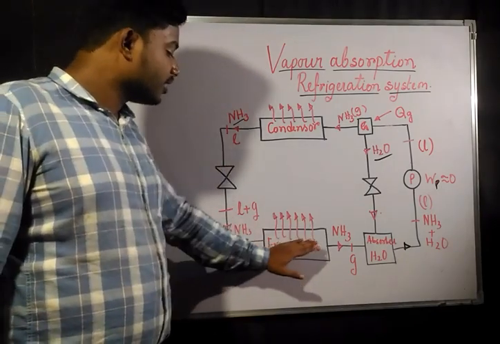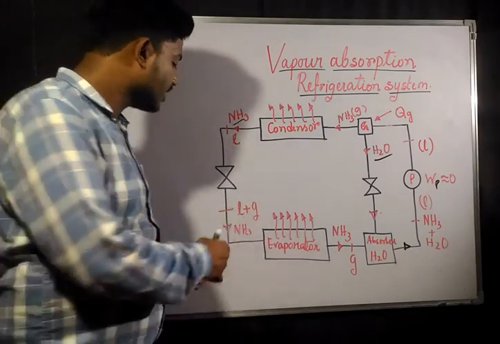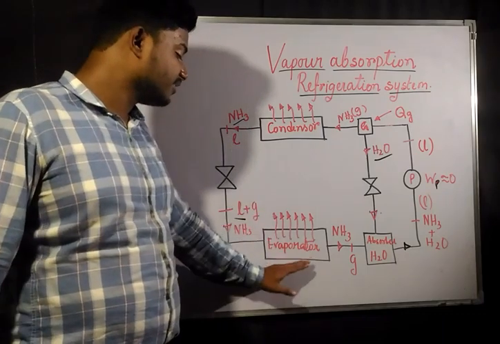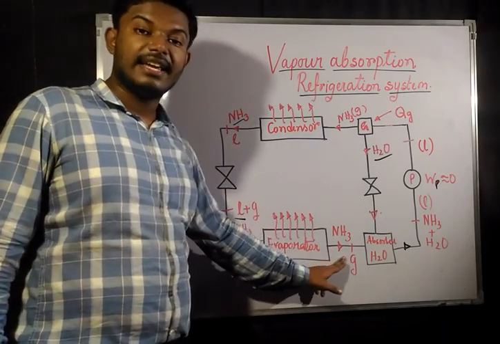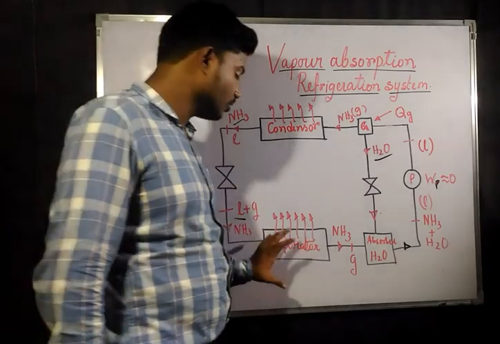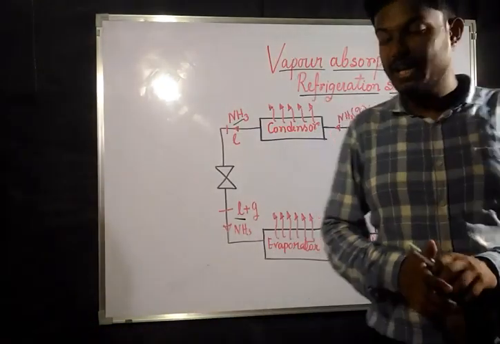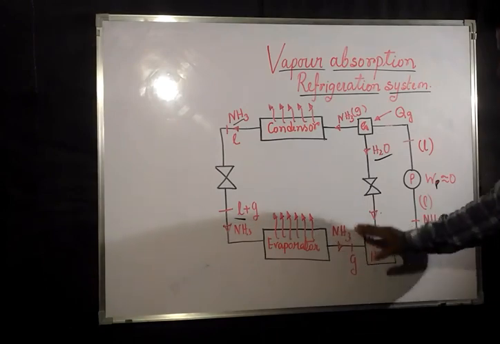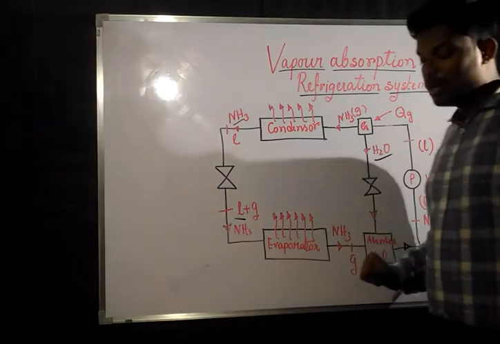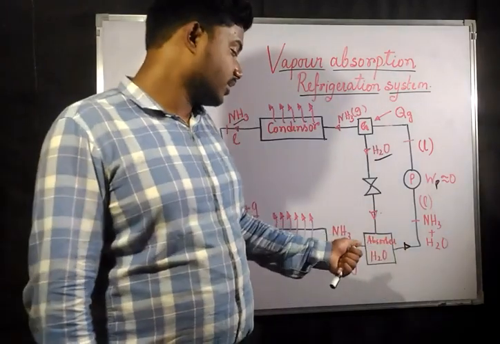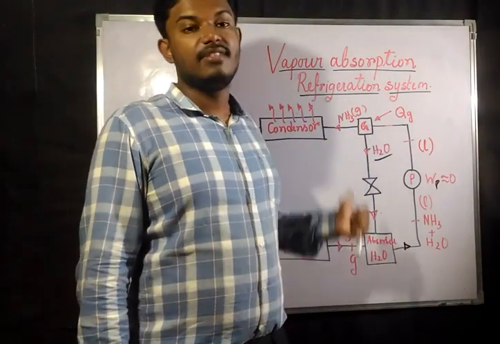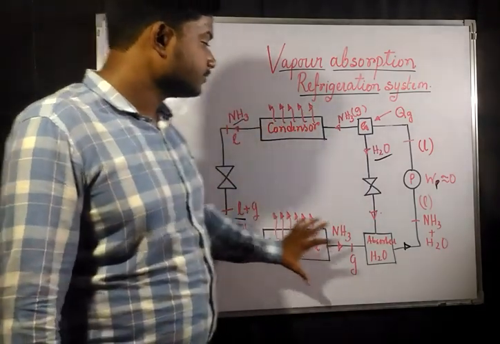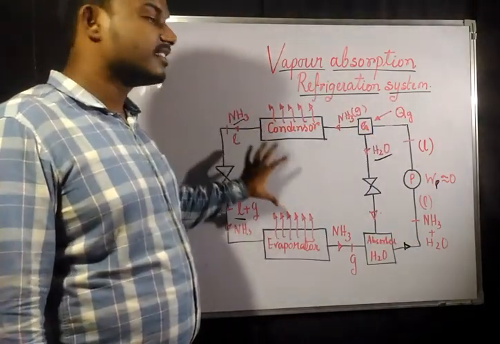Now while the evaporator is acting, the liquid that is remaining is again going to be converted into gaseous form. Then the total gaseous ammonia comes out of the evaporator, and that ammonia is again going to get mixed into the absorber with the water. After that this cycle continues. So this is the vapor absorption refrigeration system layout.